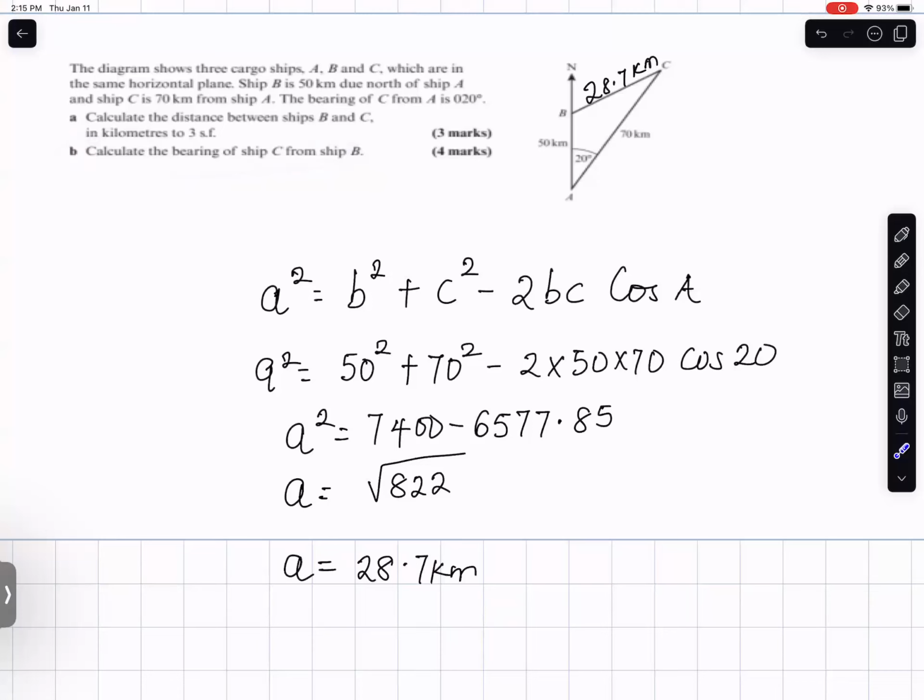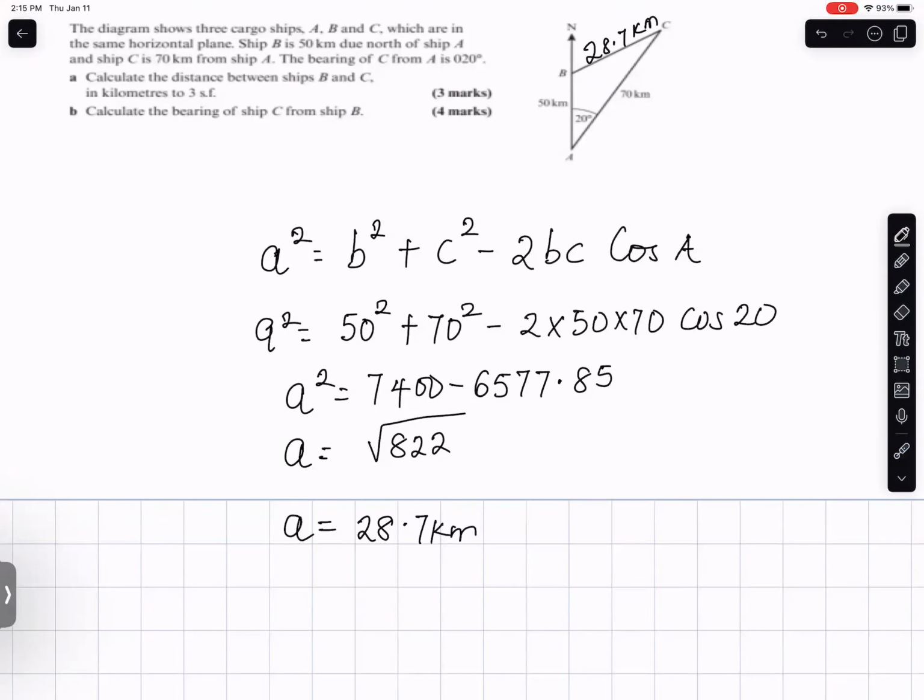Question B says we should calculate the bearing of C from B. So how do we go about this? We are calculating the bearing. We already have this. We are looking for the angle marked here. We have this opposite to this. In looking for the angle marked here, 70 is the matching opposite side to that. So I'm going to apply my sine rule.